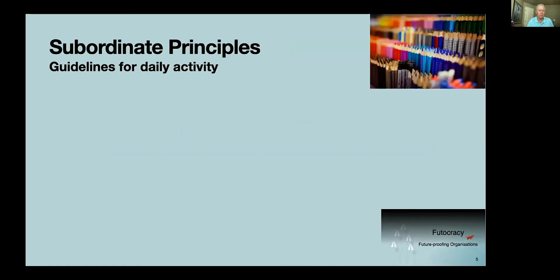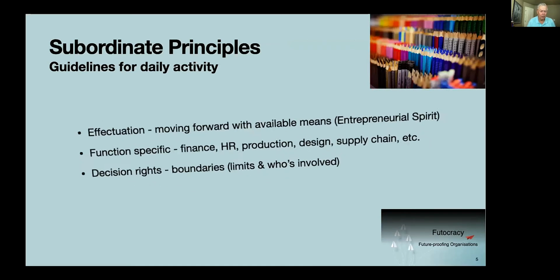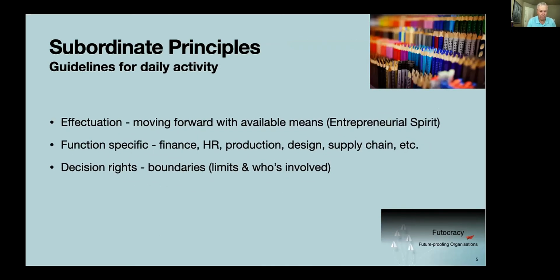There are also subordinate principles. These are the guidelines for daily activity. Here we've got effectuation mentioned again. This is moving forward with the available means. I like to call it the entrepreneurial spirit because it's what companies want to do for quickness and agility. There are also functional specific principles and additional principles around the decision rights, the boundaries with limits, and who's involved.